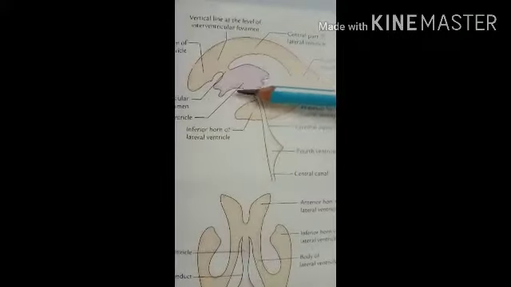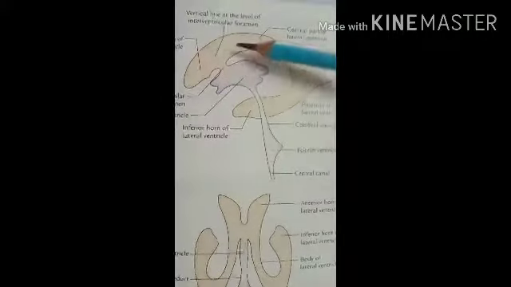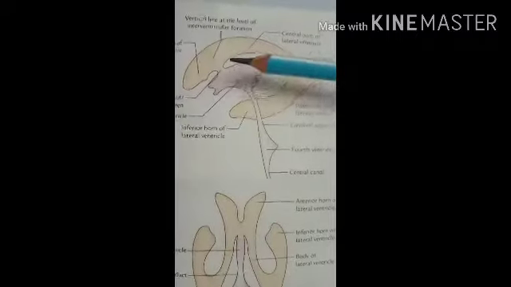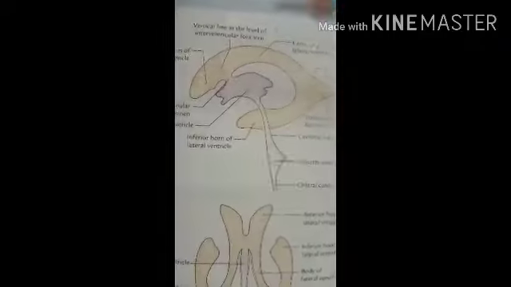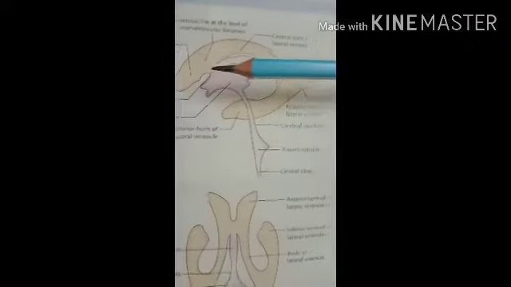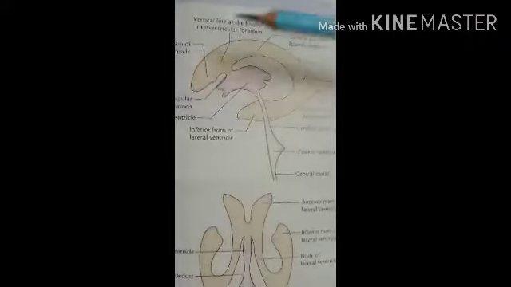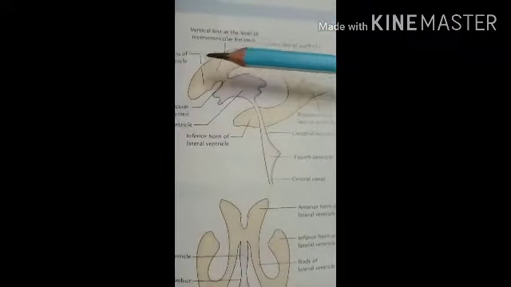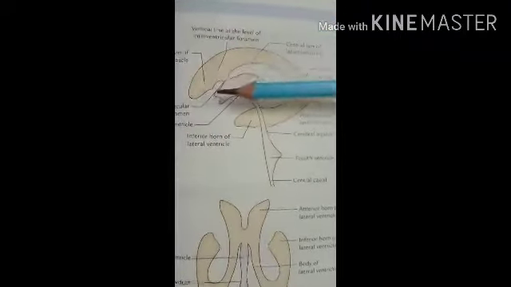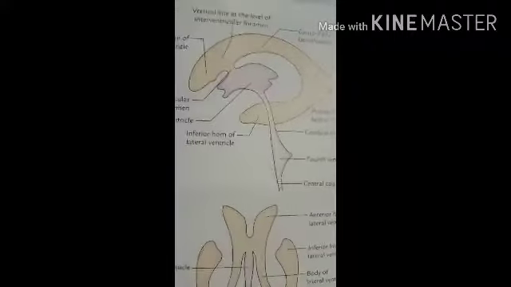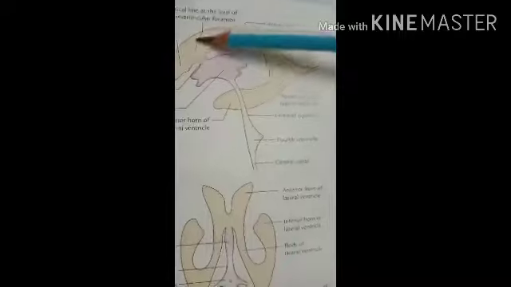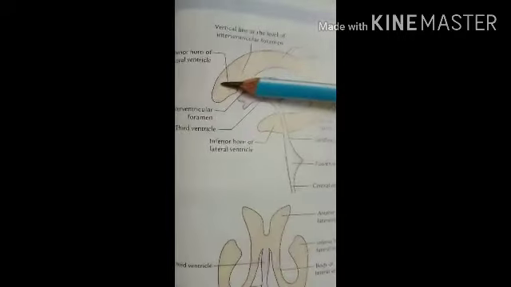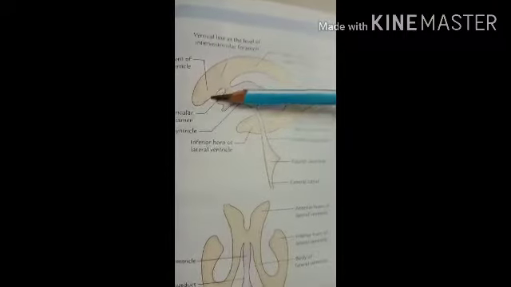And it lies in front of the interventricular foramen and behind the posterior surface of the genu of corpus callosum. It is also triangular in the coronal section, having the roof, floor, anterior, medial, and lateral wall. So the roof of the anterior horn is formed by the anterior part of the body of corpus callosum.